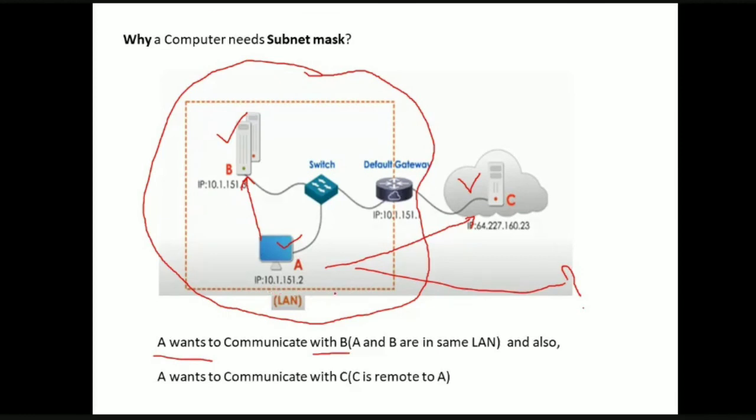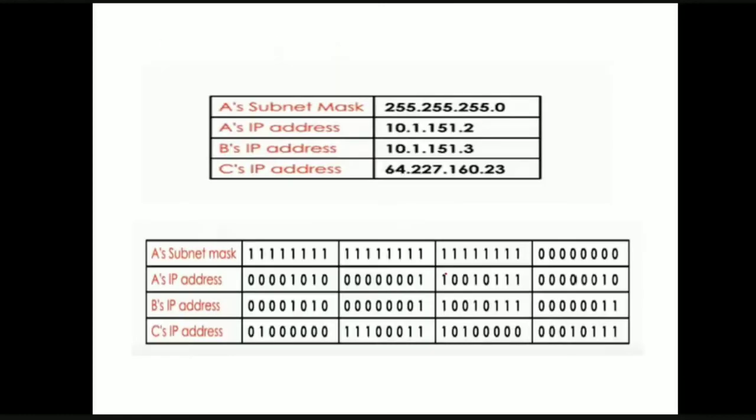10.1.151.2. Actually, this belongs to class A, but here we have taken the subnet mask to be 255.255.255.0. You can also take the default subnet mask of this particular IP address, no problem. So we have taken these IP addresses: 10.1.151.3 for B and C's IP address as this one, for example.